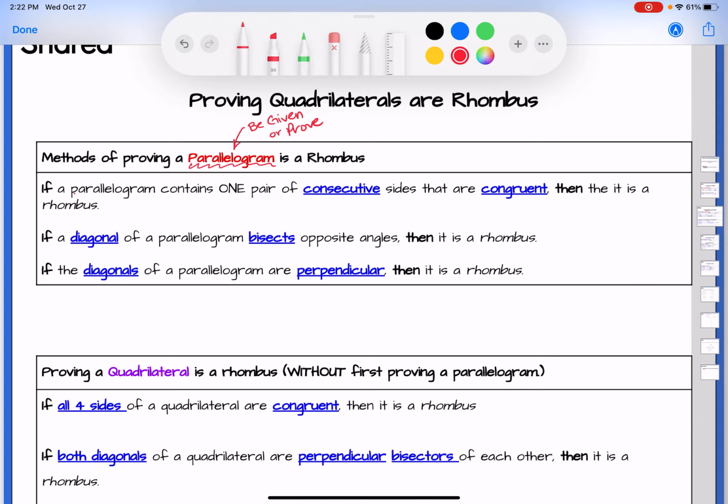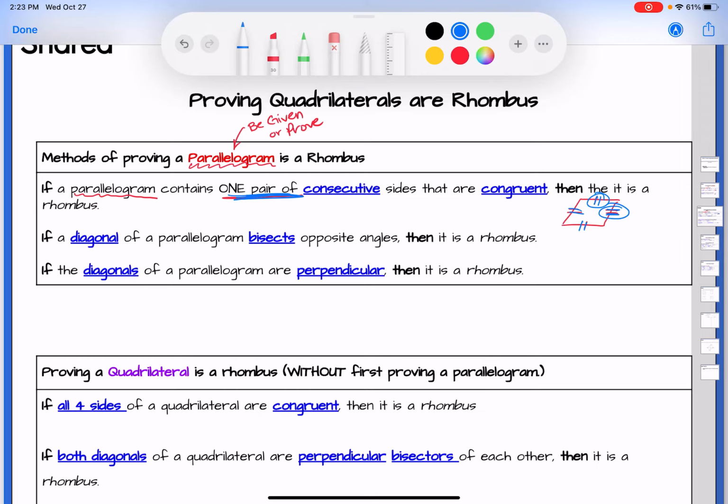If that's the case, if I have a parallelogram that contains one pair of consecutive sides congruent. So I know that a rhombus has all sides congruent, but if I already know that I have a parallelogram, remember that my opposite sides are congruent in a parallelogram. So if I know it's a parallelogram already, and I just have one pair of consecutive sides congruent, well, that means the side across from that is congruent, and this is congruent. So as long as it's a parallelogram, all of them would be congruent as well.